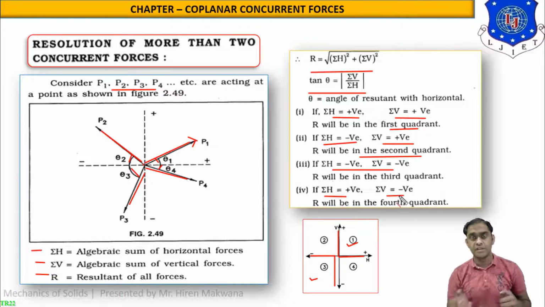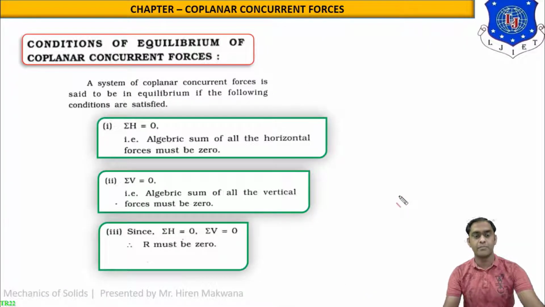So let us go ahead. We will start some numericals and find some angles, some resultants, sigma H and sigma V, and finally we will locate the resultant like in the last figure. So let us start with numerical number 1. Before that, we just discussed the condition of equilibrium of coplanar concurrent forces. Now, what is the condition of equilibrium?